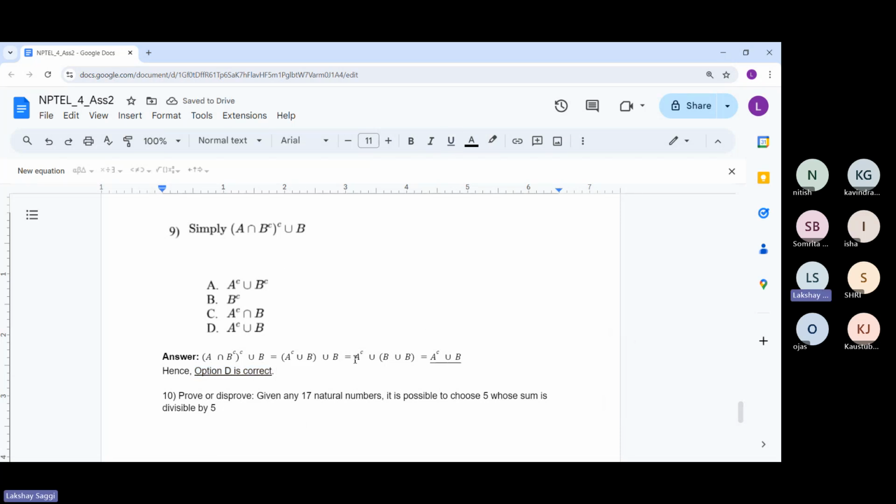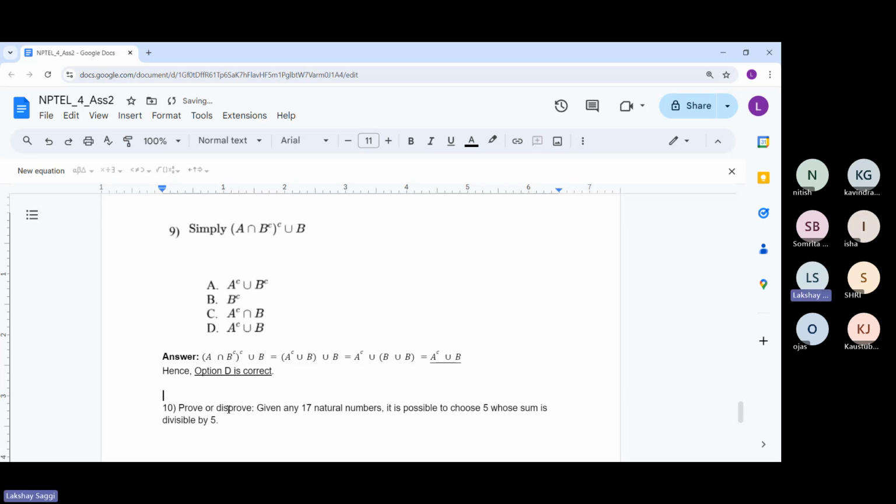So again, just remember, guys, one thing to point out: going from this step to this step was only possible because both of these were unions. But if one of these was an intersection and the other was a union, then you could not have done this. If it was A complement intersection B union with B, then you need to first solve this part only. Then you will need distributive properties.